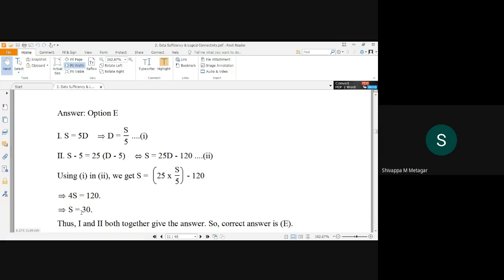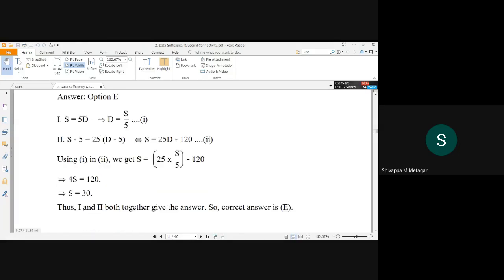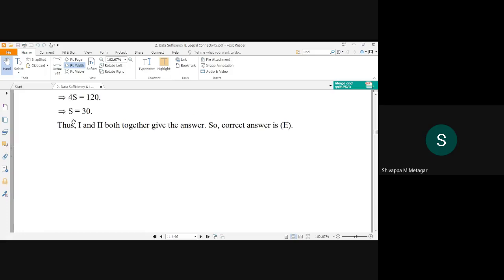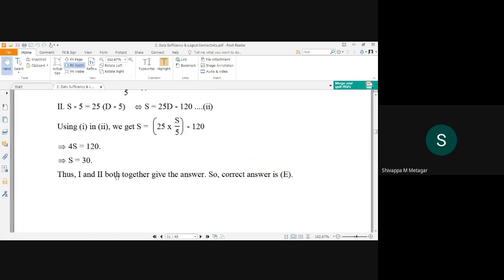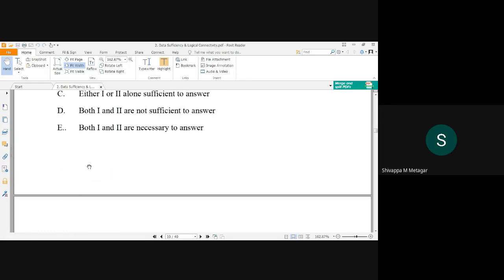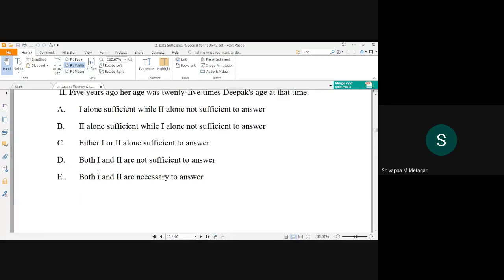So Sonia's present age is 30, but here there is no need to find the value of s and all. We only have to answer whether it is based on the first statement or the second statement, or by using both statements we have to give the answer, not that we have to find it out. So what is your right answer in this one?